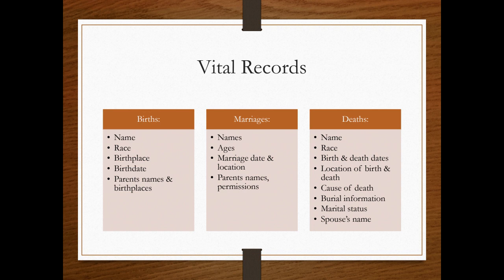And then the deaths, you're likely to have their name, their race, their birth and death date, so that you know how old they were when they died, location of their birth and the location of the death, cause of death, burial information, such as like the cemetery they were probably buried in, marital status if they were widowed, and possibly even the spouse's name. So sometimes it does include other information if the form included the spaces for them. Sometimes it will list like birthplaces of the parents or the parents' names. It very much kind of depends at the time period on the certificate form that they were using at the time.